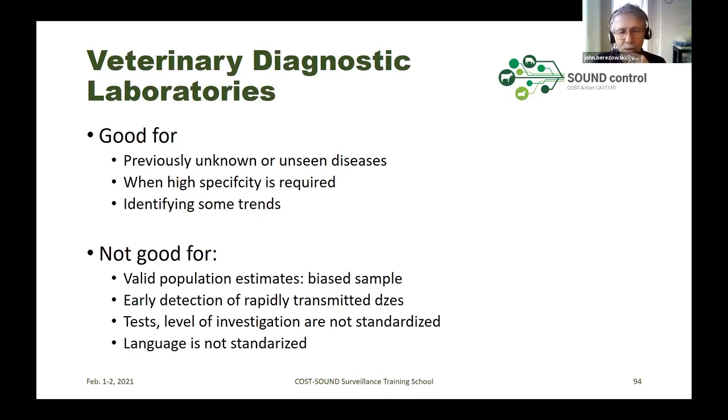And it's not really good for early detection because there's some time between when the disease occurs on the farm, it gets serious enough, the farmer calls, the veterinarian comes and has a look at it and then submits a sample. So sometimes not really early. There are differences between veterinary diagnostic labs in terms of their diagnostic approaches, the tests that they use, the level of investigation into animals submitted for postmortem, etc. And the language itself is not standardized. So this makes it a problem for using this data in different countries.